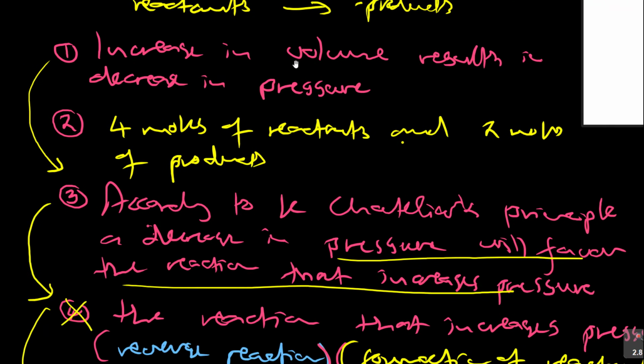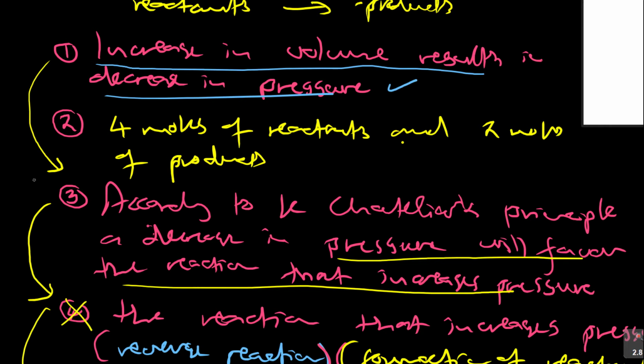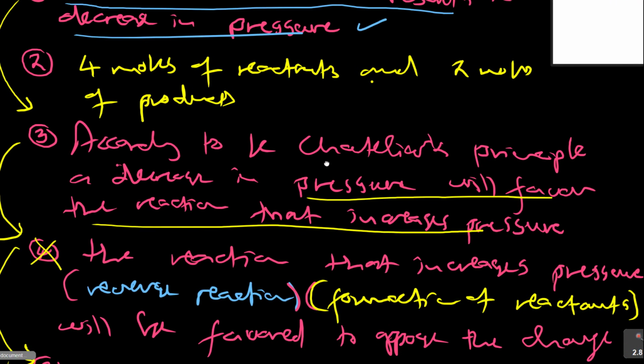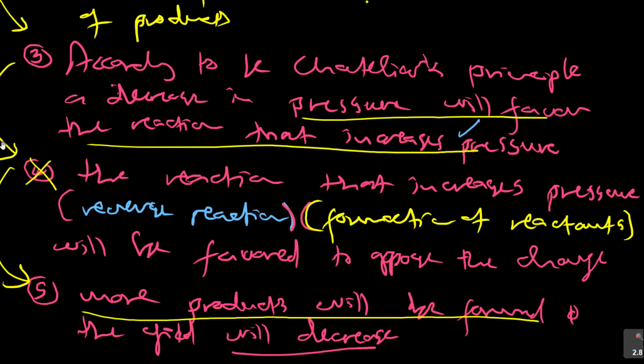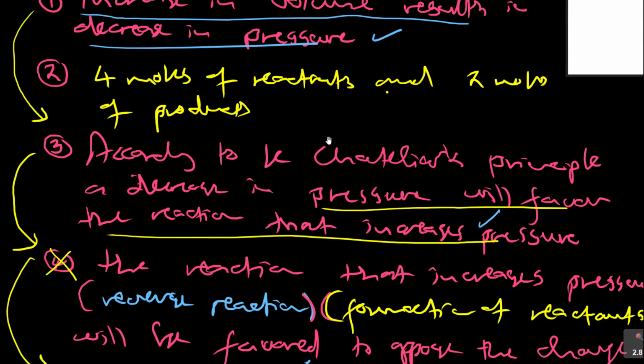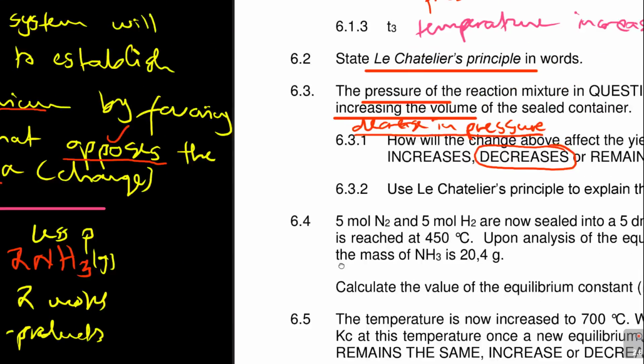Number 1, increase in pressure. Let me underline this. Increase in pressure results in a decrease in volume. You get that. Number 2, and then you can come here to say pressure will favor the reaction that decreases pressure, right? And then which one is it? More products will be formed, and then which in conclusion is a decrease, you see. But I put all this to try to make sense out of it.